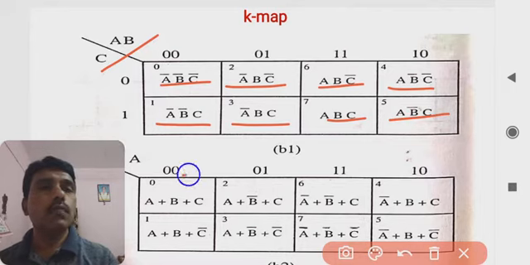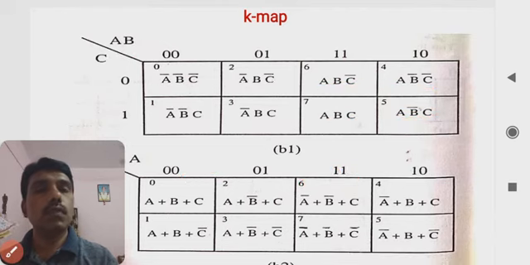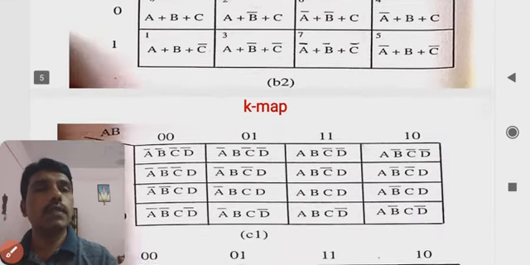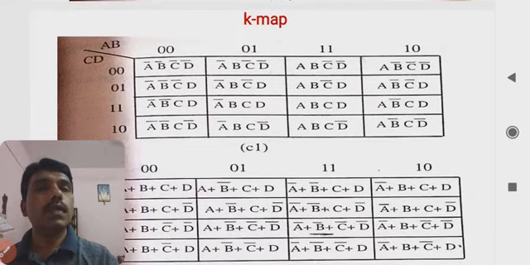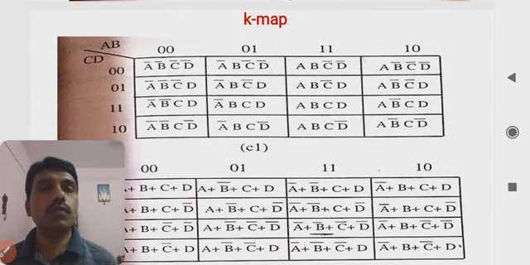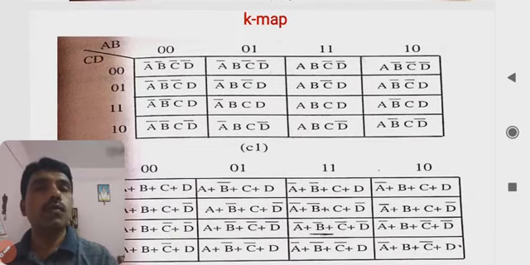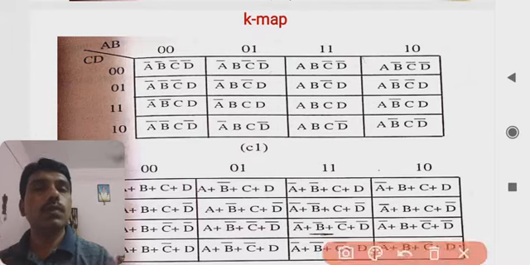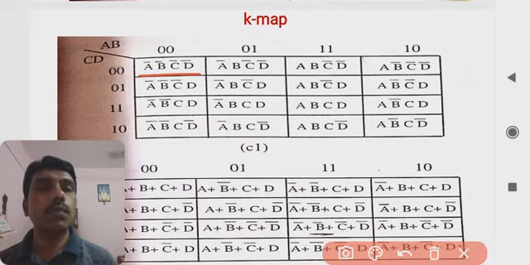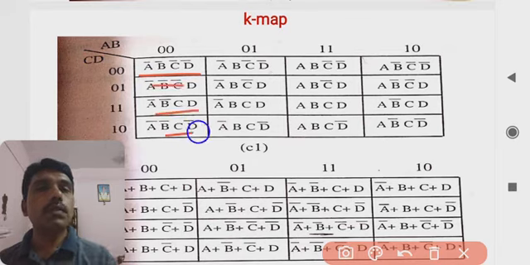And the lower ones are used for the POS form, but as our syllabus is focused on the SOP, we will see the SOP form in detail. Similarly, here is the structure for 4 variables, and for the simple case, that is 0 0 0 0, it is A complement B complement C complement D complement. So likewise, these are the structures.